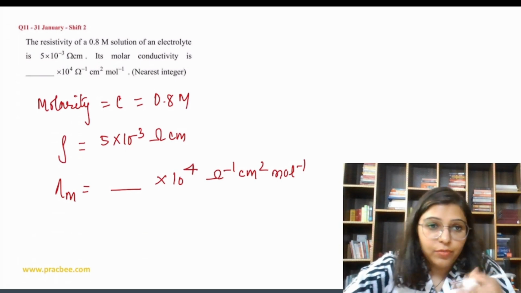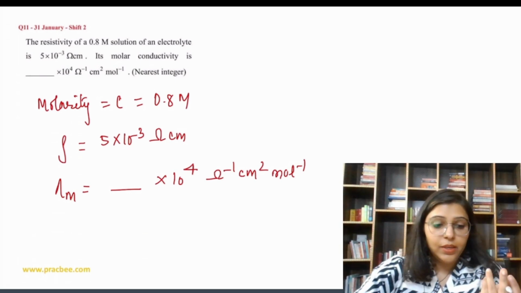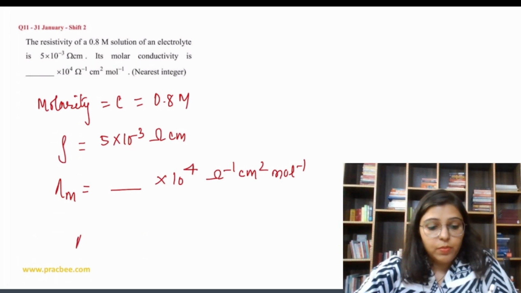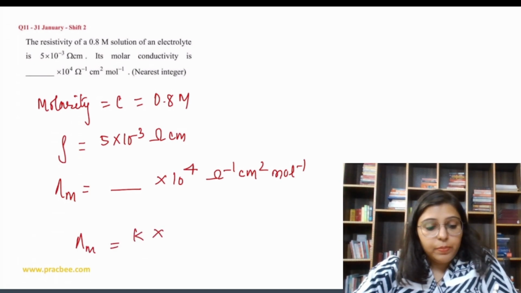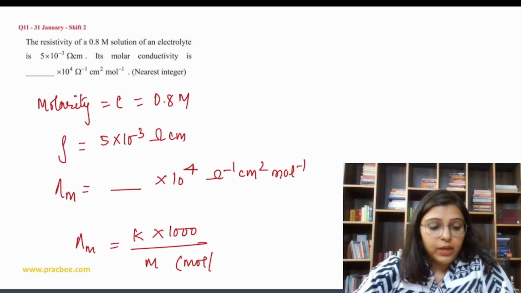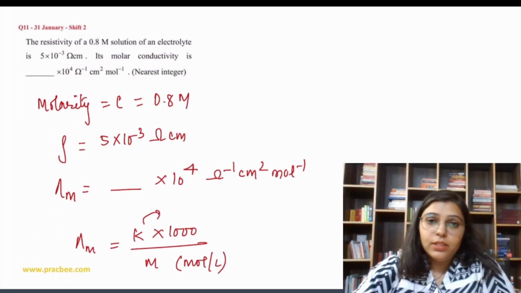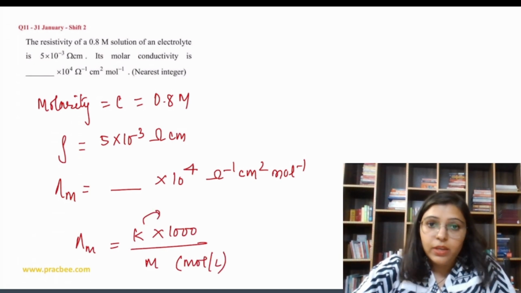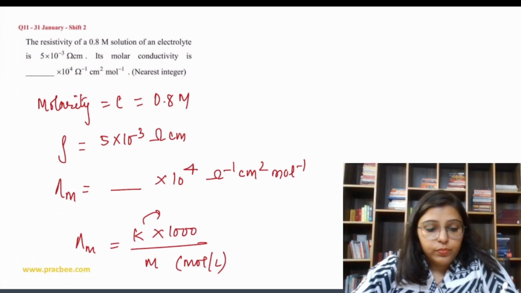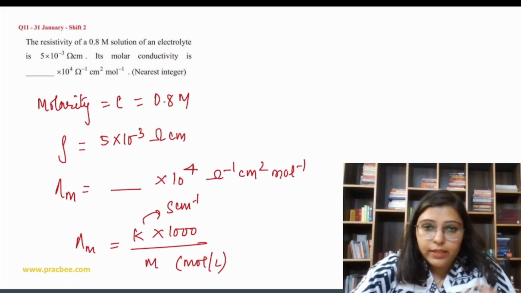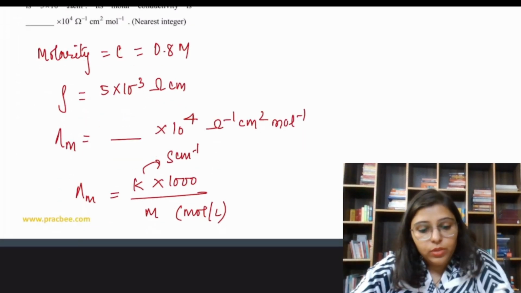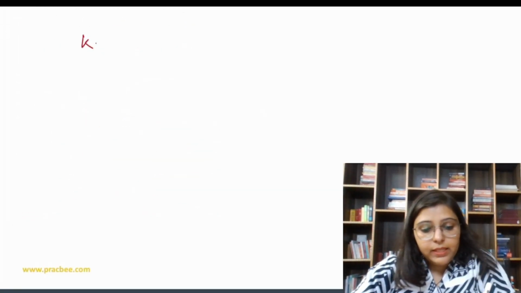When we have to find molar conductivity in centimeters, obviously we have to use this formula: lambda m is equal to kappa into 1000 upon molarity. Here molarity is in mole per liter and kappa is in Siemens per centimeter. So let's use this formula. We know that kappa is equal to 1 by rho, so 1 by 5 into 10 to the power minus 3.